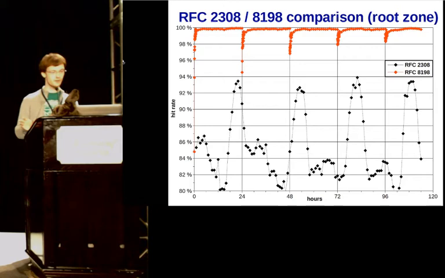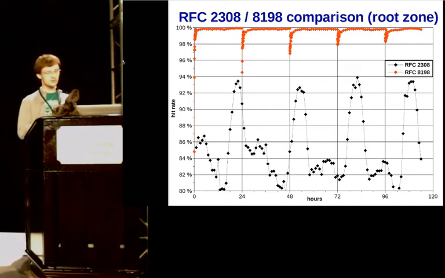So here are some hard data. On the horizontal axis, we have time. At time 0, the cache is empty and we just started the resolver. And then we have hours as they go. On the vertical axis, we have a hit rate for the data which belong to the root zone. The black points on the graph are the standard cache, and the red points are the aggressive use of cache.